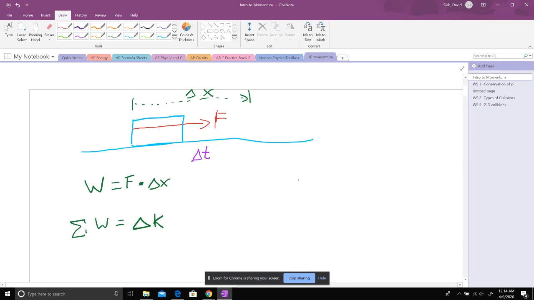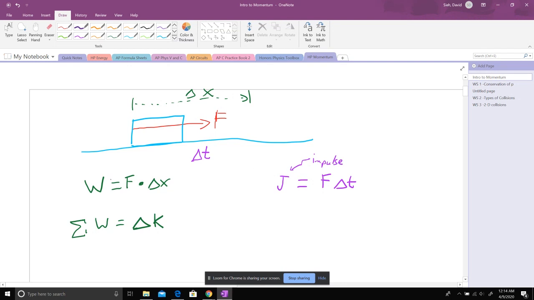So what we're going to do is say, hey, this force times the duration of the push, that's going to give us a new quantity. All right. And at least for today, I'm going to use the symbol capital J for that. And the actual name we're going to give that, we're going to call the impulse.